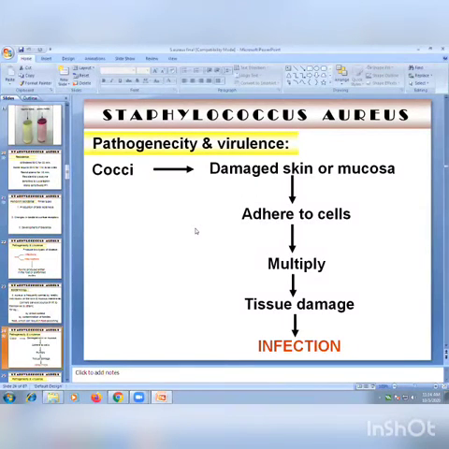Pathogenicity and virulence: cocci attach to damaged skin or mucosa, adhere to the cell, multiplication occurs, then tissue damage and infection. So in infection, such a cycle occurs: cocci attach to the skin, damaged skin or mucosa, adhere to the cell, multiplication occurs, and tissue damage and infection occur.